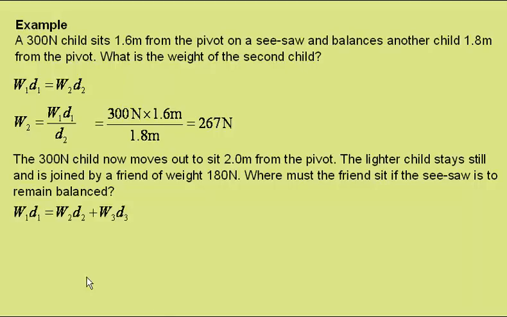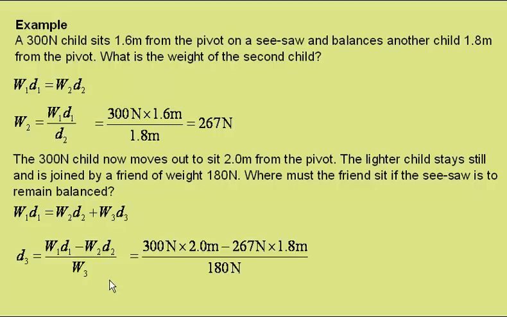Well, now the moment of the 300 Newton child on one side of the seesaw must equal the sum of the moments of the second and third child. We want to find d3, the distance of the third child from the pivot, so we can rearrange this formula to give d3 being equal to the moment of the first child minus the moment of the second child, divided by the weight of the third child.